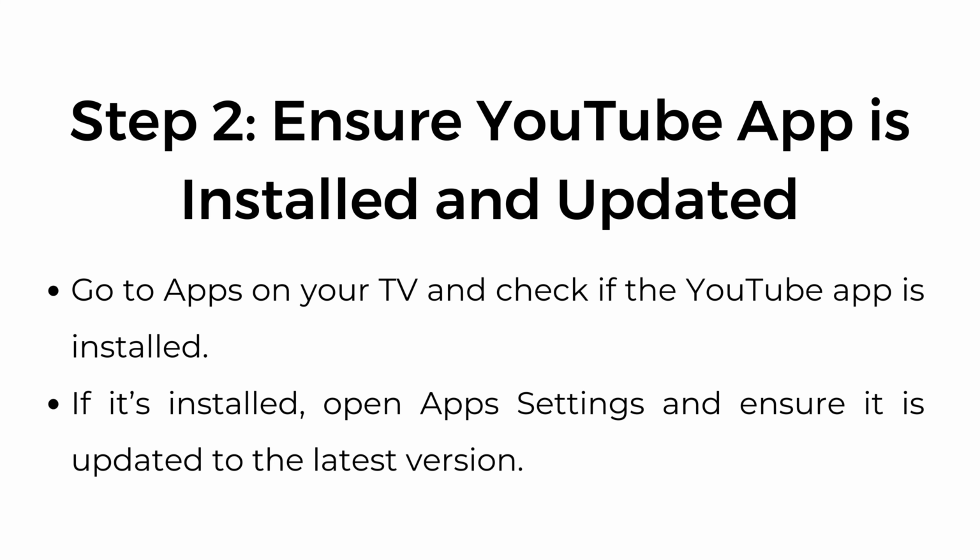Step 2. Ensure YouTube app is installed and updated. Go to Apps on your TV and check if the YouTube app is installed. If it's installed, open App Settings and ensure it is updated to the latest version.